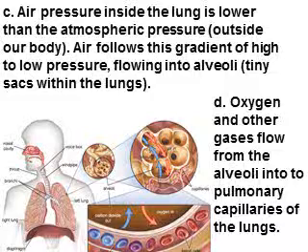Oxygen and other gases are going to flow from the alveoli into the pulmonary capillaries of the lungs. You see, the lungs are surrounded by tiny capillaries and capillary beds that are going to pump CO2 out and oxygen in.